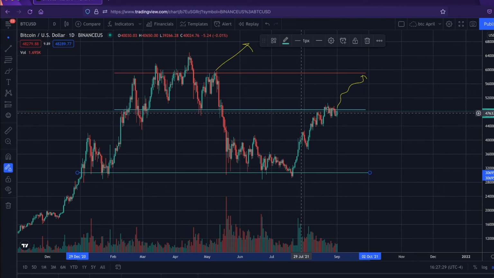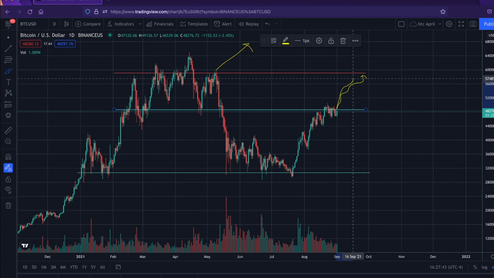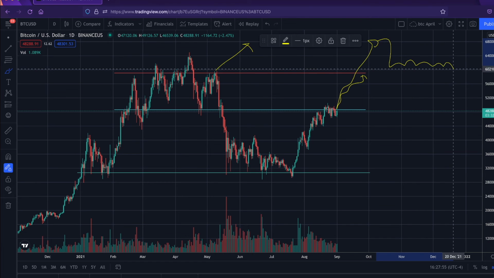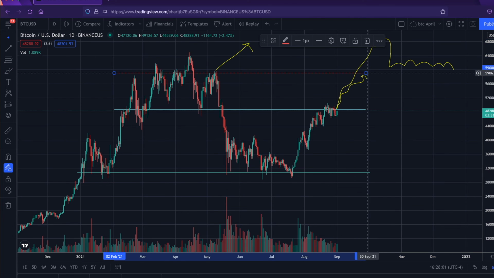But now, this level is resistance. So support can turn into resistance, and resistance can turn into support. I wouldn't be surprised if the market does actually jump through here, right? It jumps through and gets above this resistance level, but then it comes back down and starts testing this resistance level again as support. So that's also what can happen with support and resistance: resistance can turn into support and support can turn into resistance.